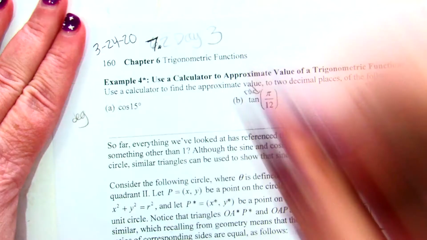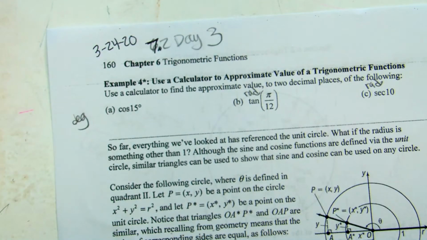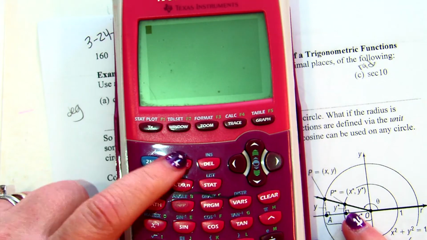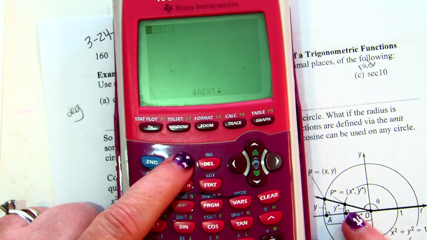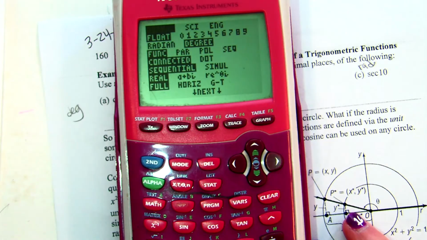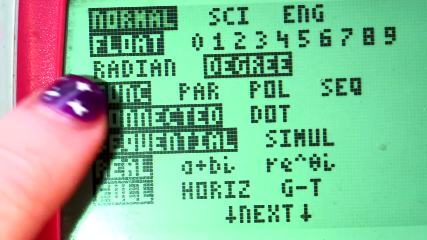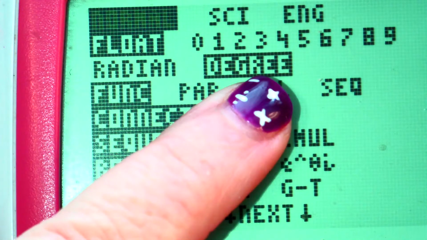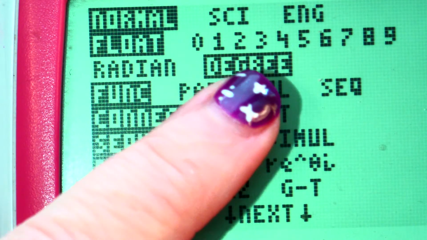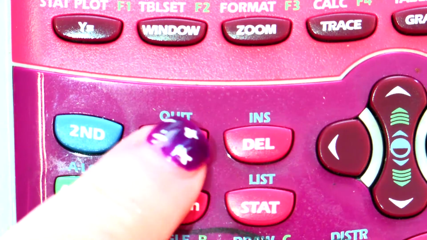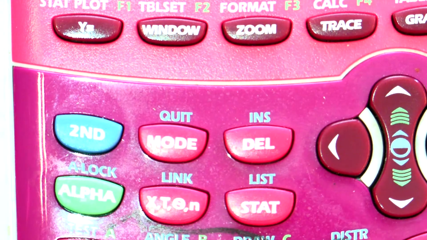Today's 3/24/20. I don't know if you have a graphing calculator or not. I won't hold you responsible for it until we get back to class, if we do get back to class. But on a graphing calculator, there's a button right here called mode. And when you hit the mode, then it gives you some choices. On the third row, it's radians or degrees. So if we keep it on degrees, then you have to hit second, and then see how it says quit, to get out of that.